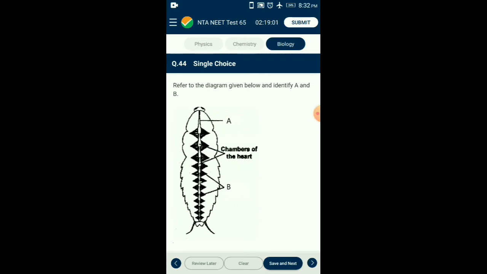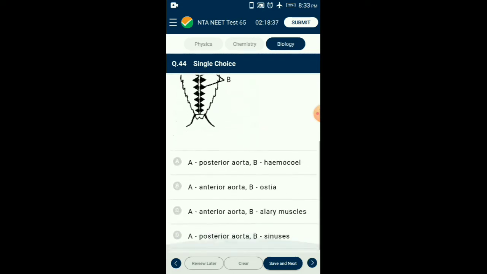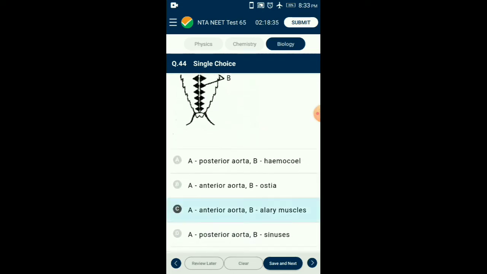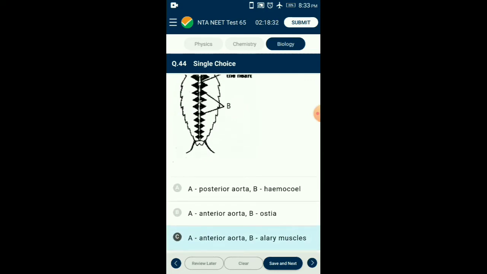Heart of cockroach consists of elongated muscular tube lying along mid-dorsal line of the thorax and abdomen. It is differentiated into funnel-shaped chambers with ostia on either side. Blood from sinuses enter heart through ostia and is pumped anteriorly to the sinuses again. So the answer for this question is option C. From the given diagrammatic representation, A represent anterior aorta, B represent alary muscles.